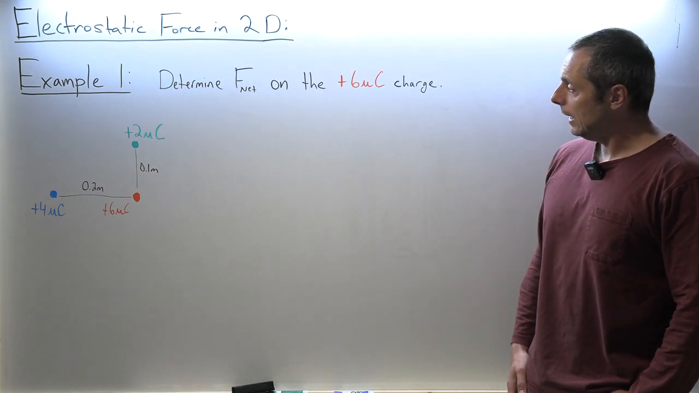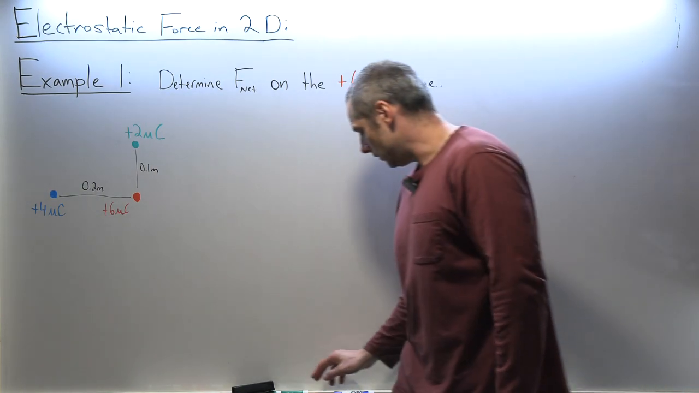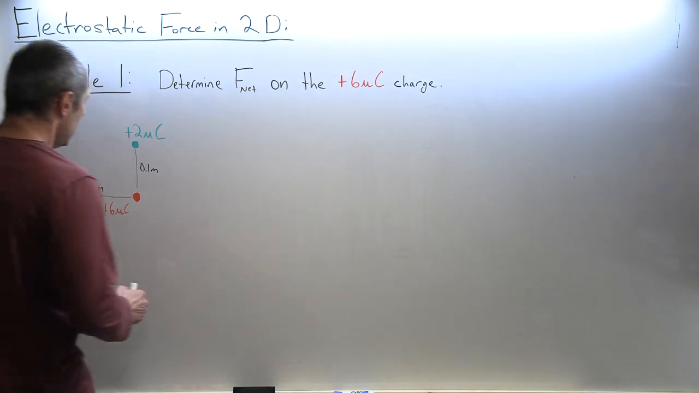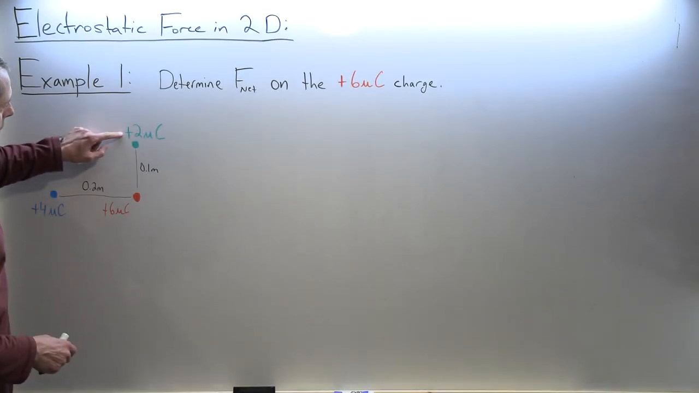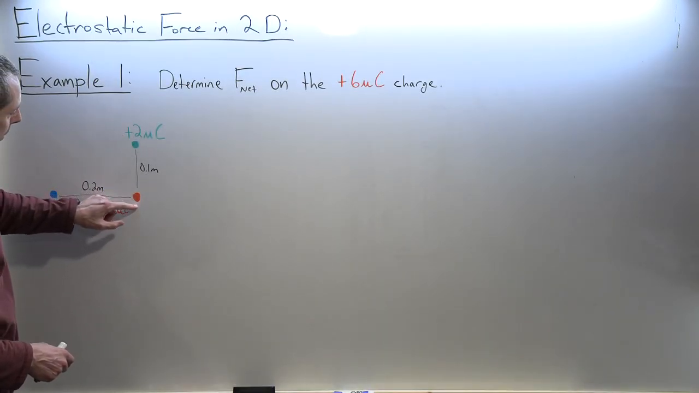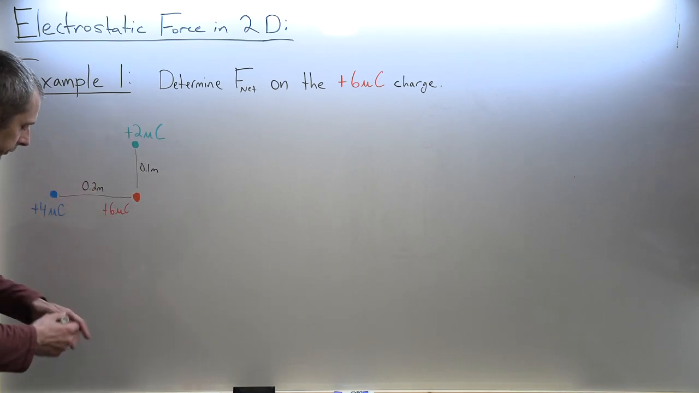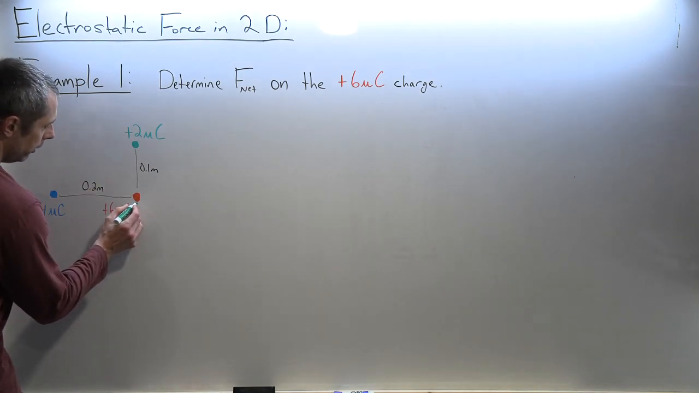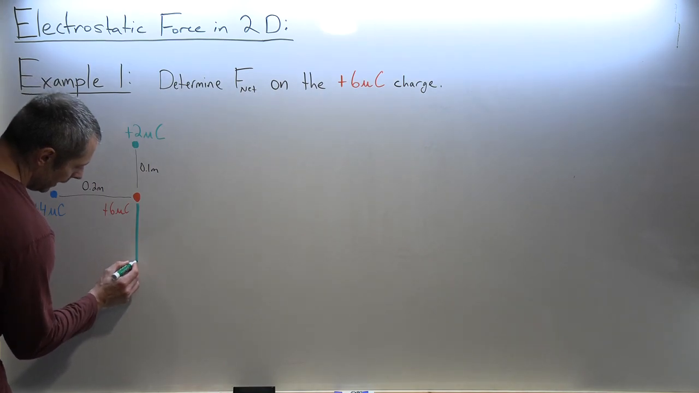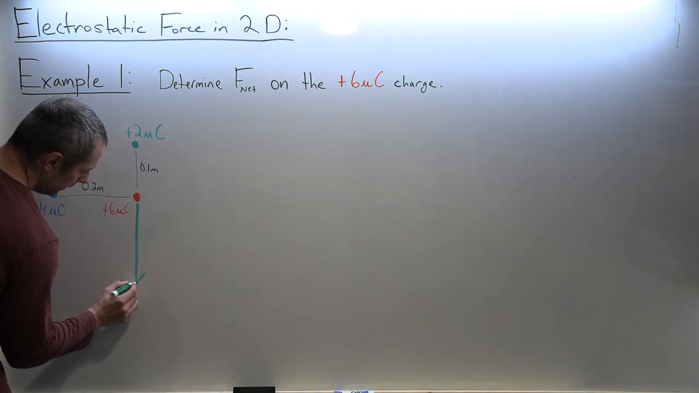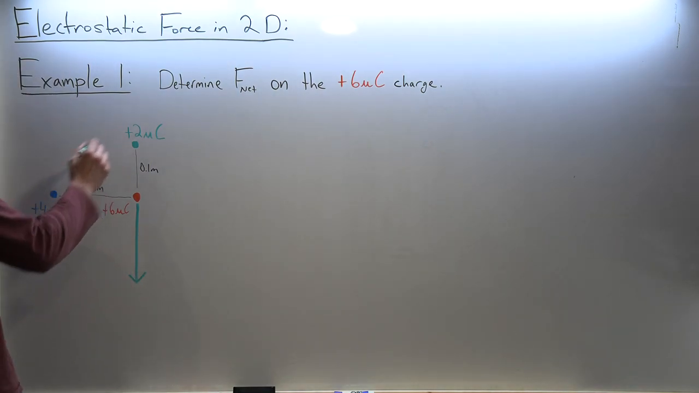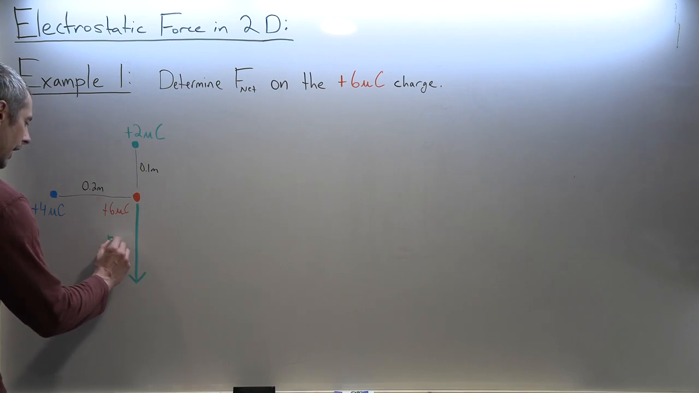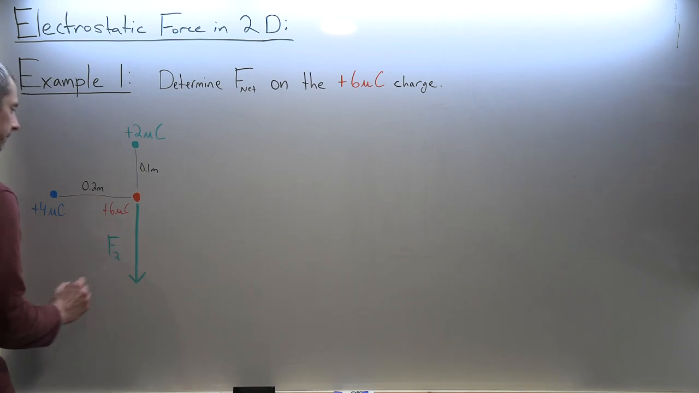Okay, so let's begin our analysis. First thing, this 2 microcoulomb is positive. This is positive. It's going to repel this 6. Repel means push it down. So what I'm going to do is draw an arrow in the downward direction. And since it comes from the 2 microcoulomb, I'm going to label it F subscript 2.